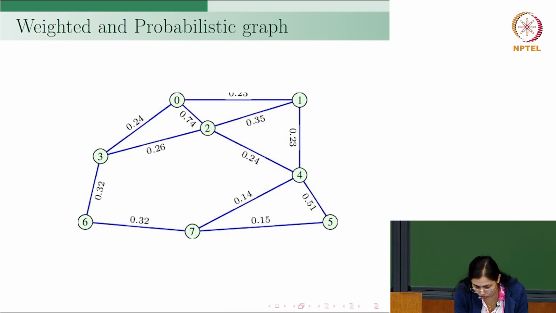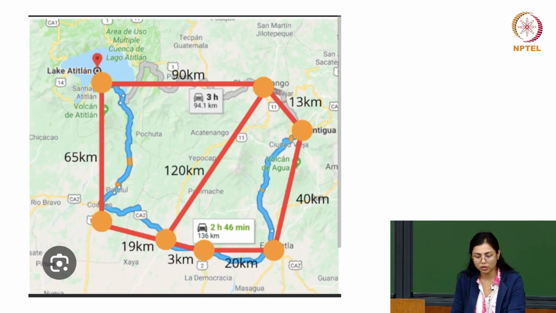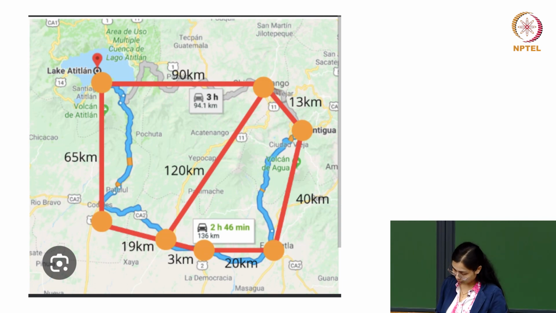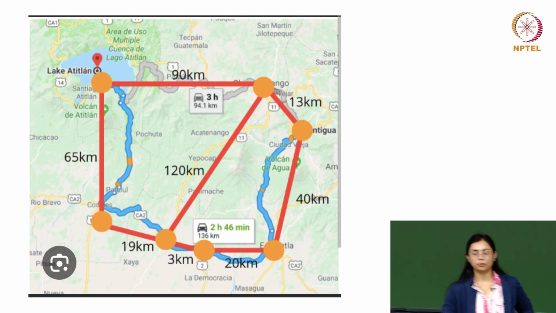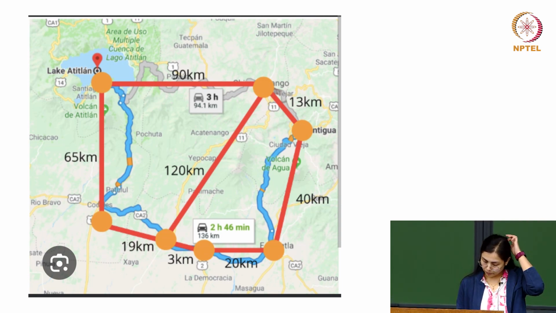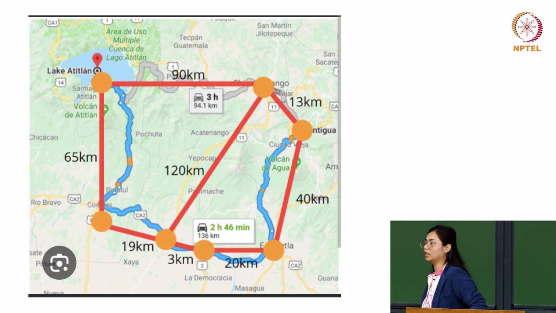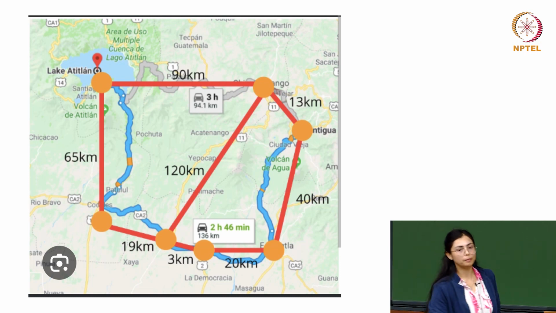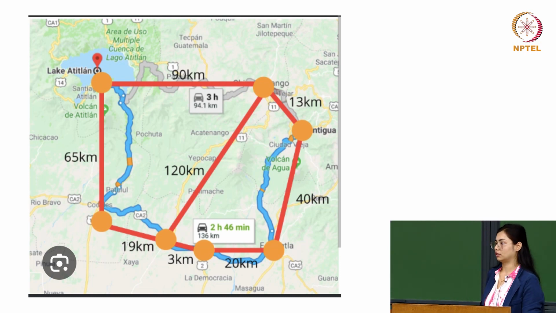I have one picture also, I can show you. Suppose we have to reach from this point to this point. Based on some traffic or distance, Google gives us the maximum or minimum time to reach it, based on different roads, right?